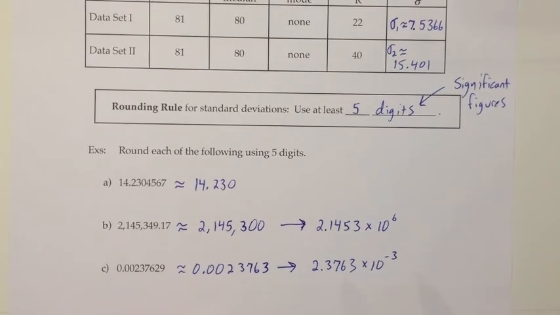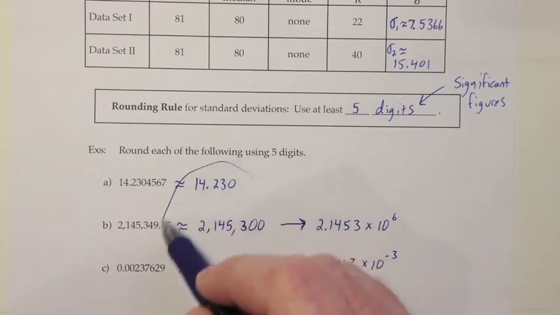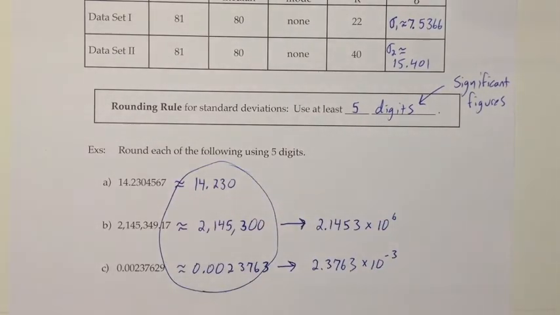So that gives you maybe a little bit of an insight as to why we wouldn't count the zeros at the end of a big number or at the beginning of a small one. But please don't be confused by this. You don't have to change these to scientific notation. This is the way I would leave all three of those if it was a standard deviation question.